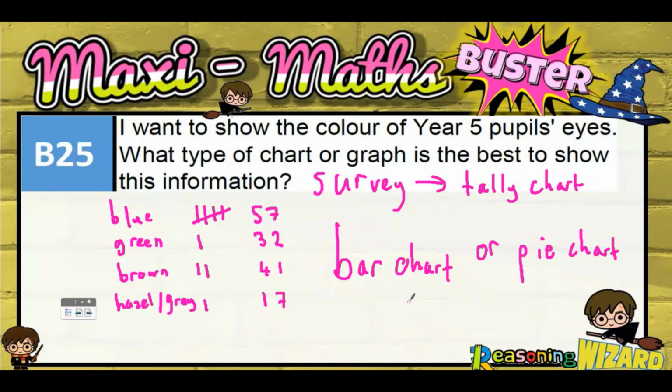So for example, if half of year 5 had blue, then that would be half of the section on the pie chart. If a quarter had brown, then that would be a quarter of the section on the pie chart. So it depends really on whether you want to see each number in relation to the total, go for a pie chart. If you just want to see how big each bar is, just go for a bar chart. Either of those two would be a correct way of doing it.